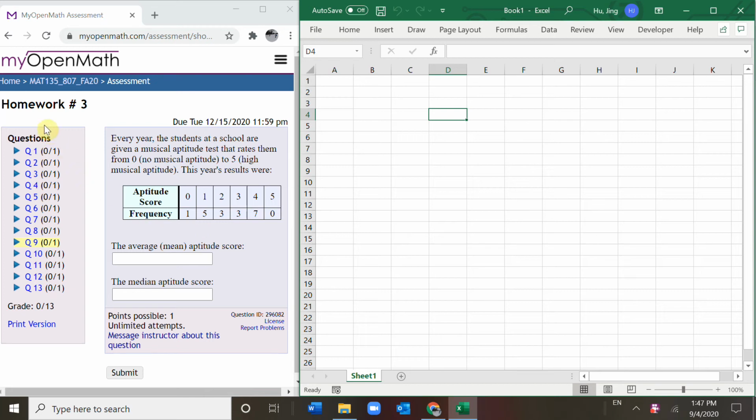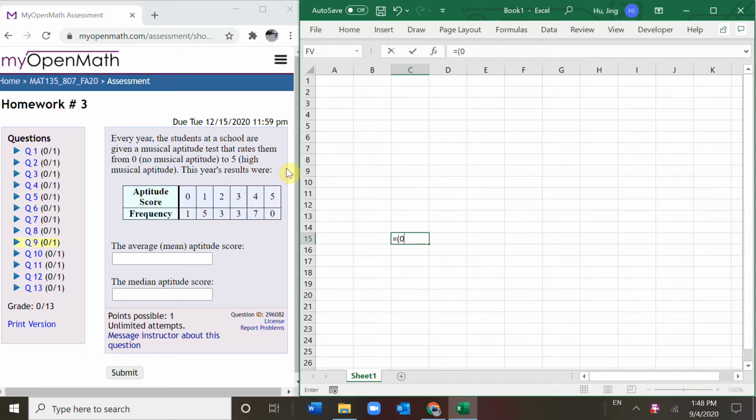Everyone, let's continue to do the third homework set, number 9. This row is frequency. One student gets score 0, 5 get score 1, 3 students get score 2. So the mean is this times this and this times this added together, then divided by how many students. So 1, 5, 3, 3, 7, 0. So we have 19 students.